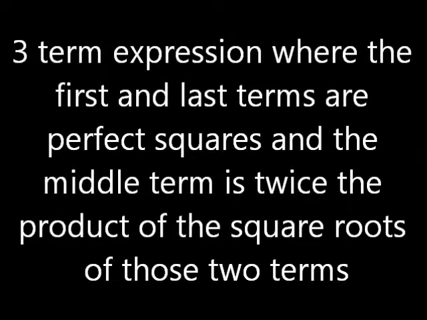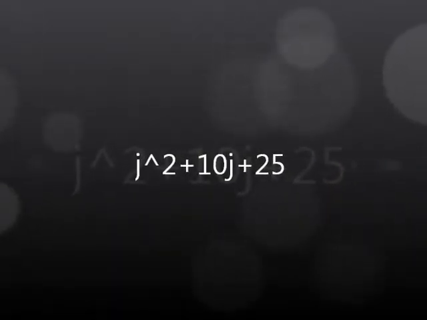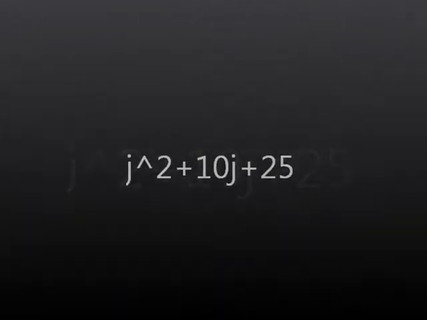Perfect square trinomials are a three-term expression where the first and last terms are perfect squares and the middle term is twice the product of the square roots of the first two terms. We are going to use the equation j squared plus 10j plus 25. So let's see if this equation fits into a perfect square trinomial.